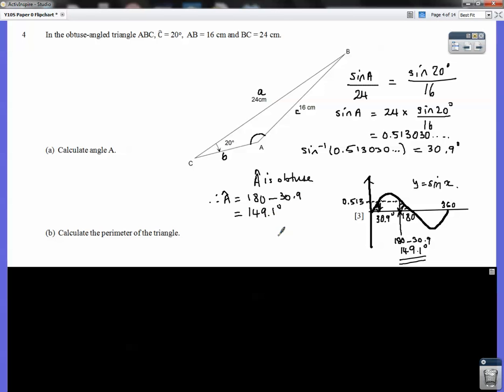And in general, if you're using the sine rule and you know you're looking for an obtuse angle, whatever acute angle you get off your calculator, subtract it from 180 degrees and you get the correct obtuse angle.